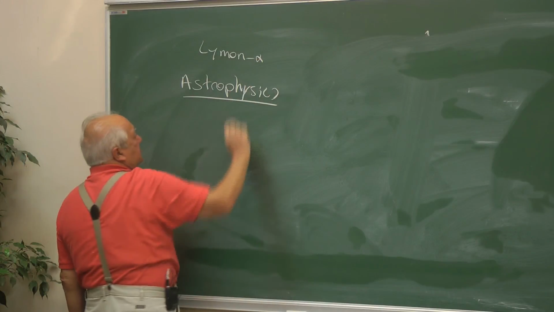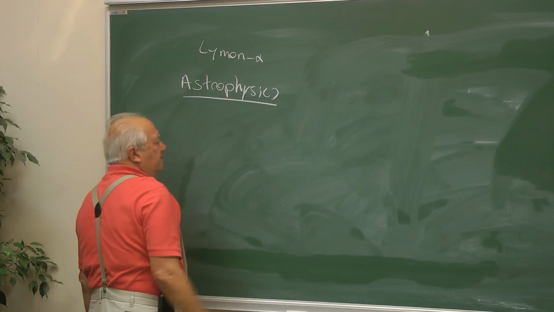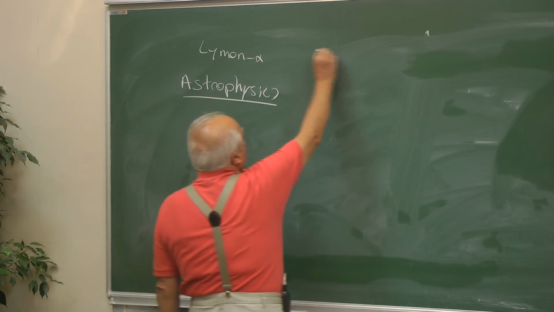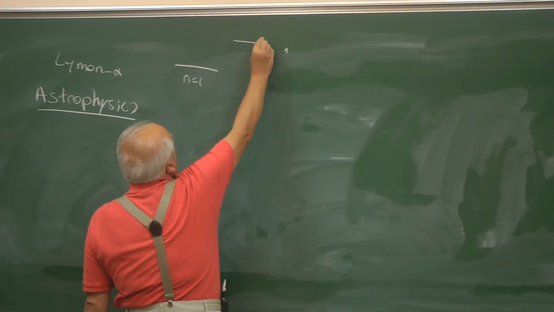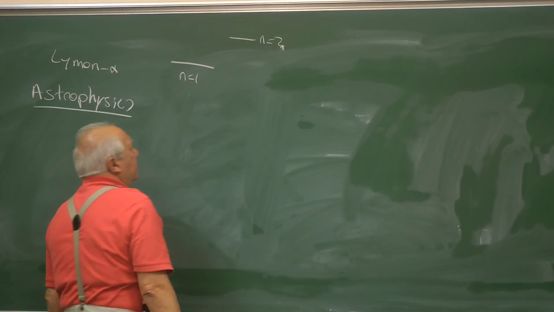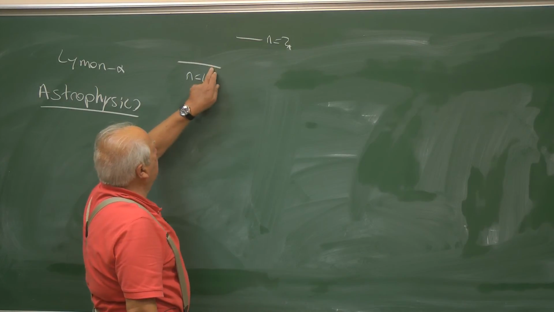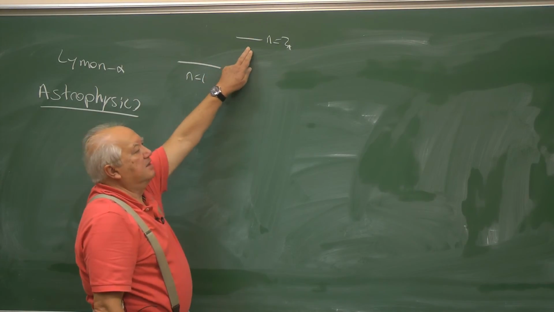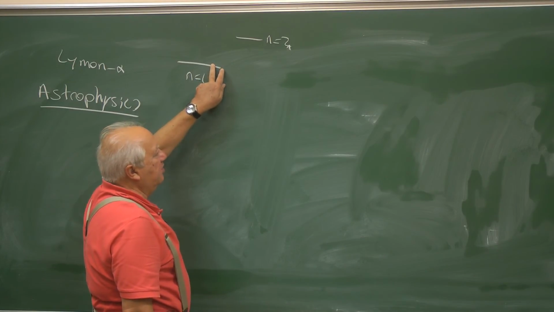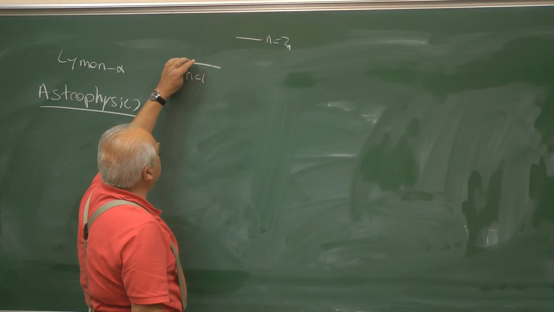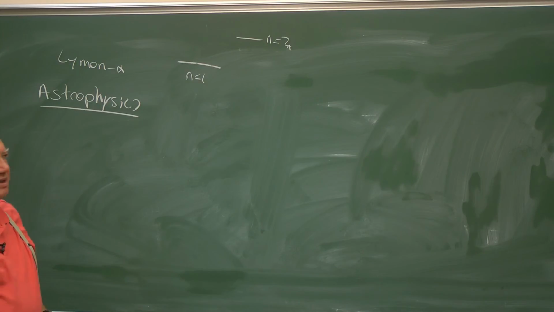We are doing Lyman Alpha transitions from n equals 2 to n equals 1. So when we have n equals 1 and n equals 2, we have a spontaneous emission from n equals 2 to n equals 1. There is a stimulated emission, that's the B coefficient of Einstein, and there is the absorption from here to there. All right, now there is an interesting astrophysical application of this.